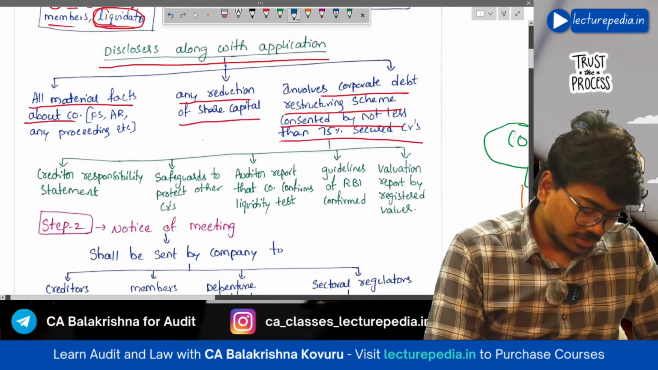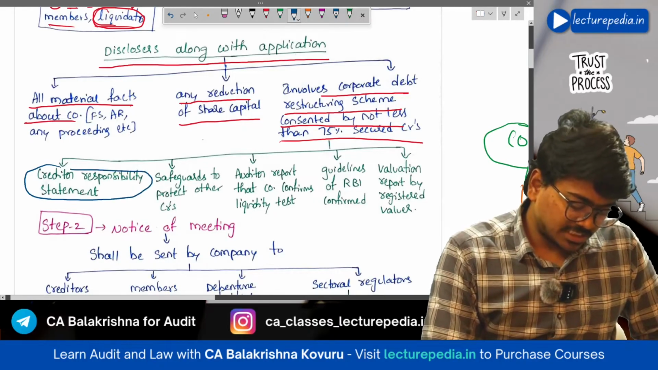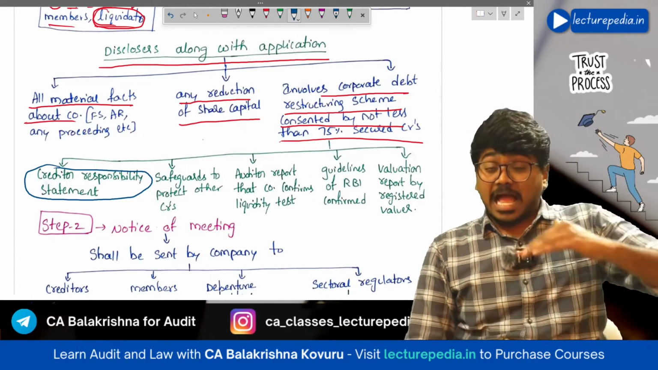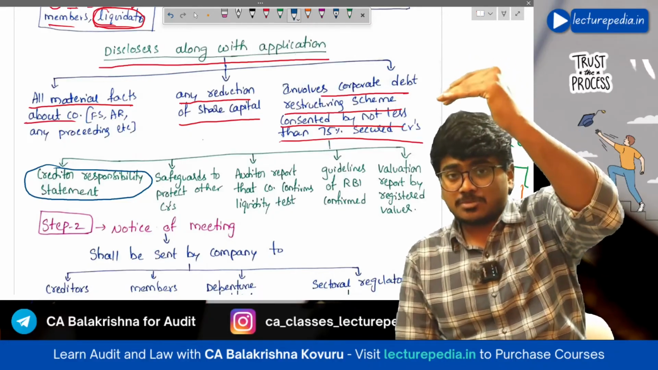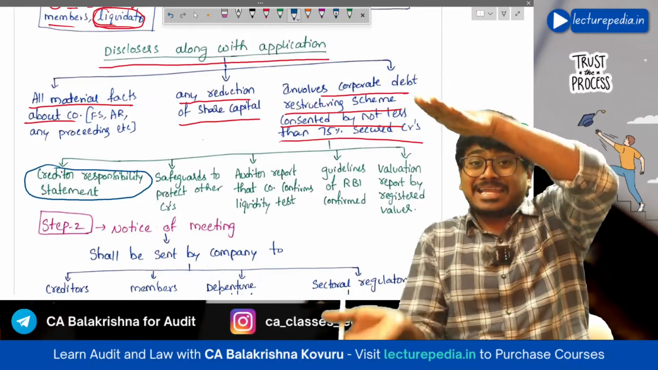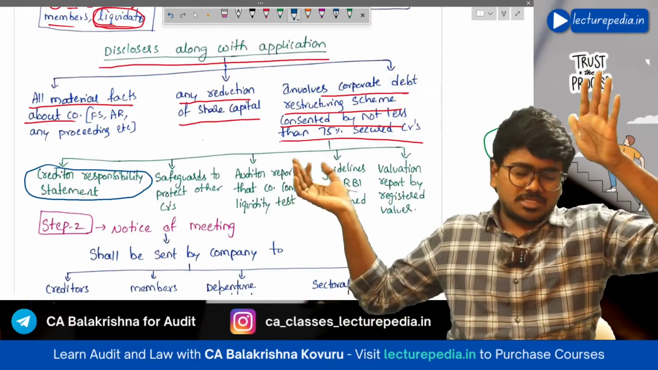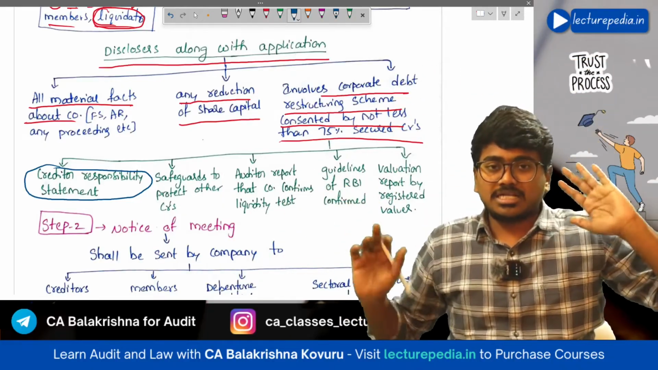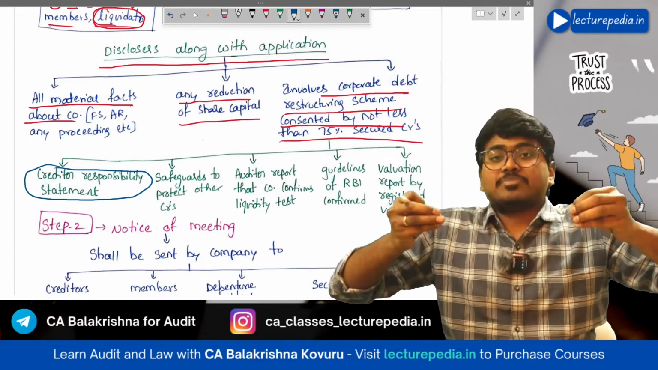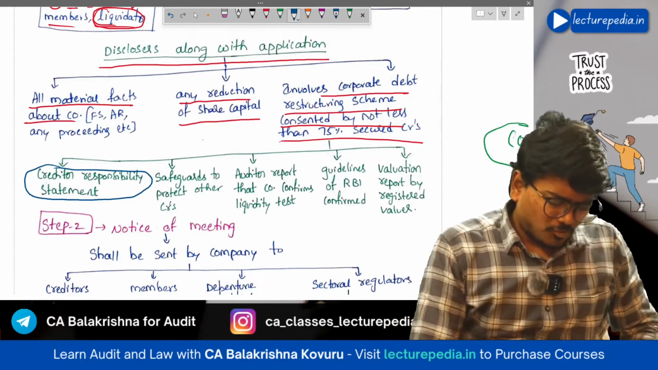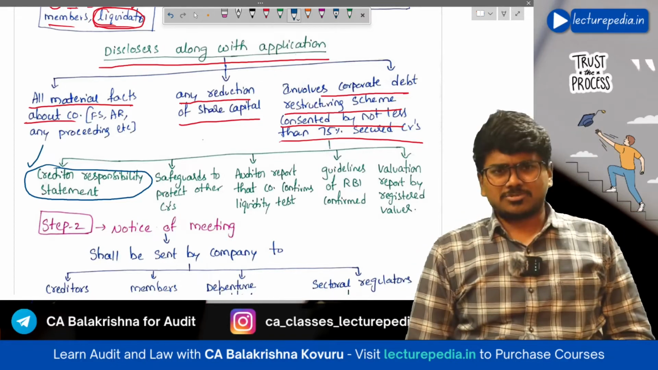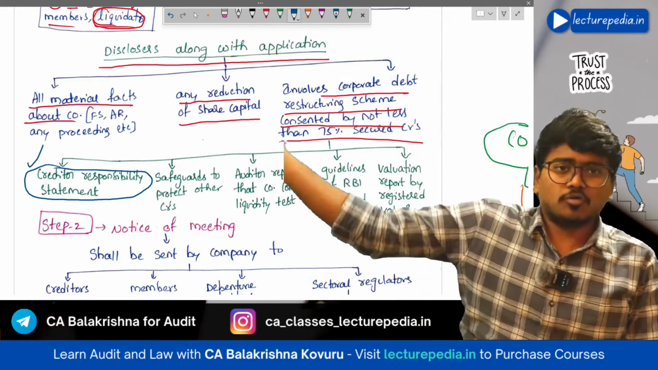Firstly, you should give a creditor responsibility statement. See, along with the application for compromise or arrangement to the tribunal, you have to annex this creditor responsibility statement if a corporate debt restructuring scheme is involved. Now, what will be there in this creditor responsibility statement? The following 4 things will be there.